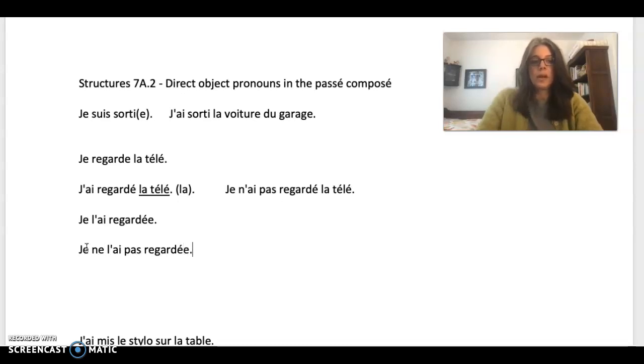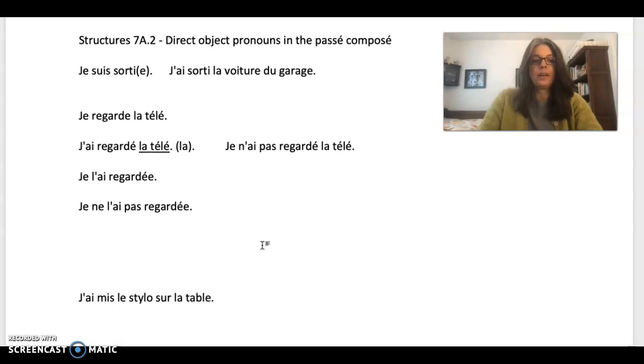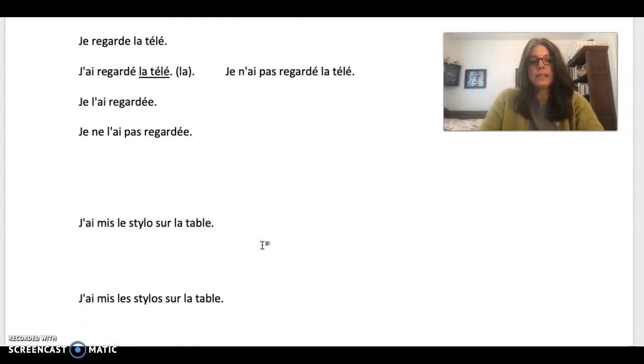All right, so the ne pas is going to go around the pronoun, the direct object pronoun, and the auxiliary verb. All right, let's look at some other sentences. This one, j'ai mis le stylo sur la table. I put the pen on the table.